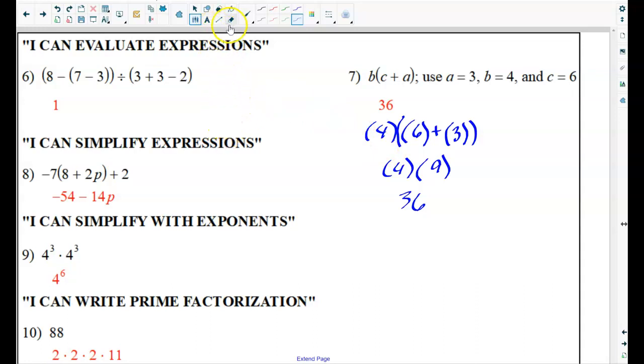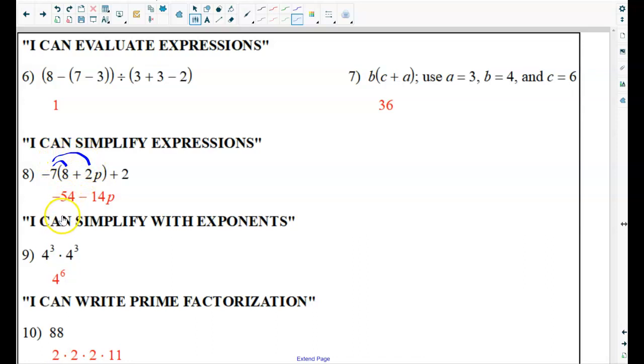All right. Let's continue. I can simplify expressions. So here, let's go ahead and carry out the multiplication that's implied. Now PEMDAS would say to do the parentheses, but because of this p, I can't do anything. 8 plus 2p. I don't know what p is, so I have to leave it like this for now, okay? Next, I notice negative 7 here. What's happening? Again, invisible multiplication. So here, this is very important, okay? It multiplies here and over here.